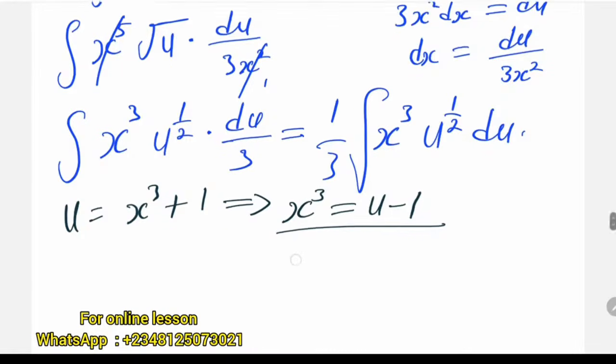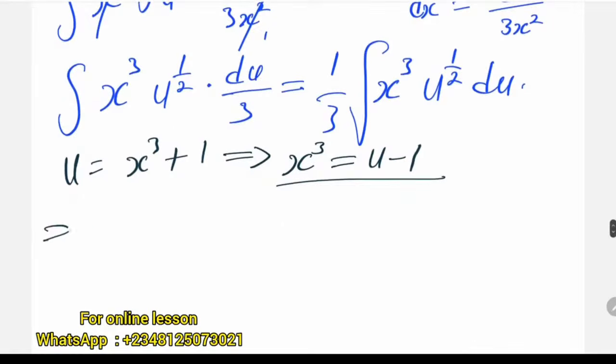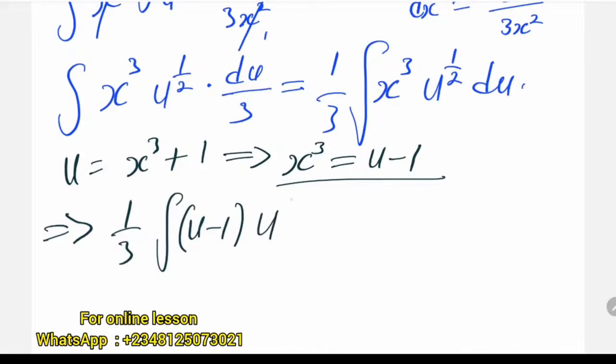So let's continue. Then this will now imply that 1 over 3, the integral of u minus 1, multiplying u raised to power 1 over 2, then du. Good. Now let us expand. This is where you have to be very, very careful. So in expanding this, first of all, let's multiply this u raised to power 1 over 2.